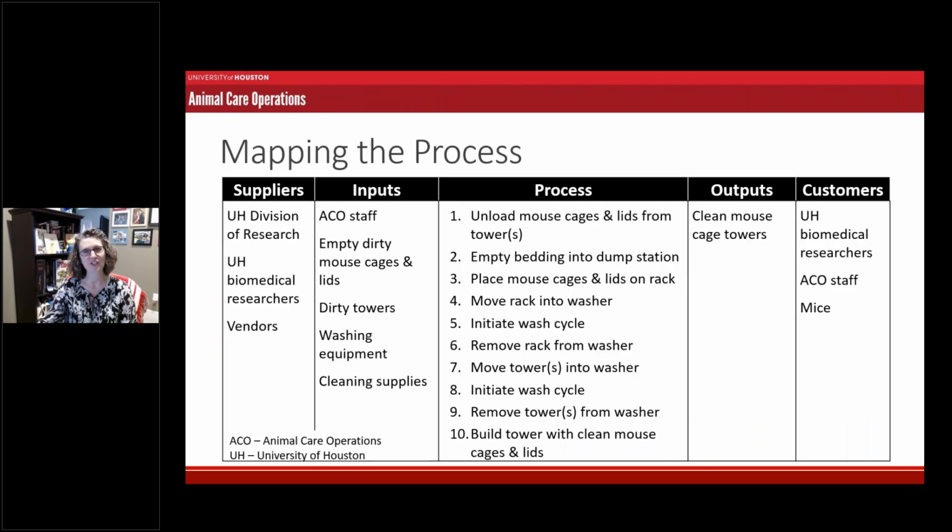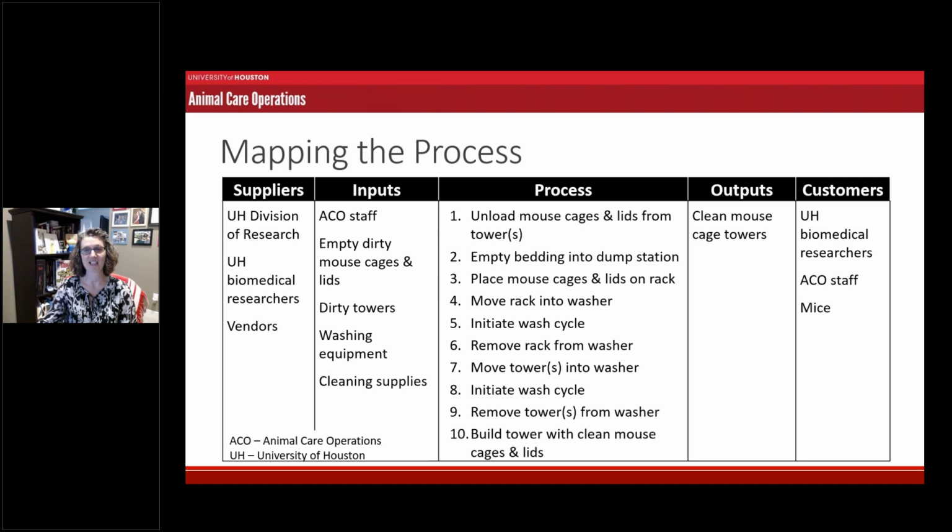So now we get into the measure phase where we're mapping the process. We can start by using what's known as a SIPOC diagram to look at the process from a high level. SIPOC stands for suppliers, inputs, process, outputs, and customers. So we'll start in the middle with the process steps, and Dr. Brammer went through this a little bit, but I'll give you more of a taste.